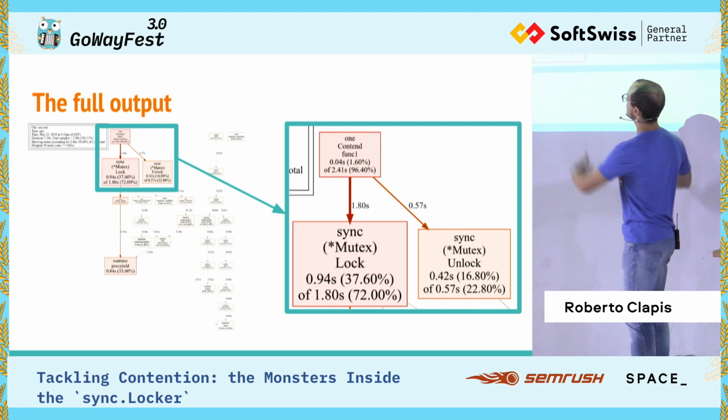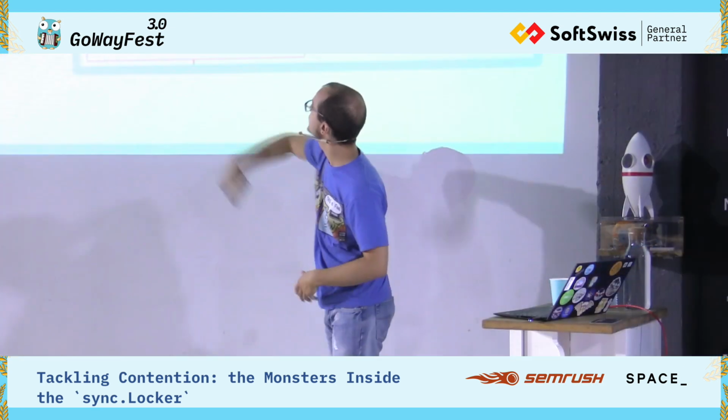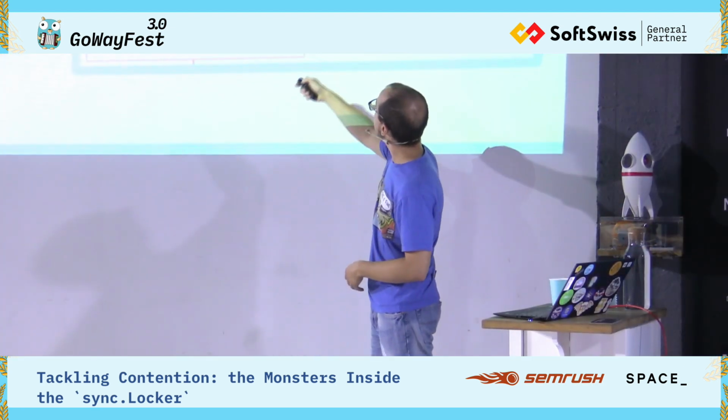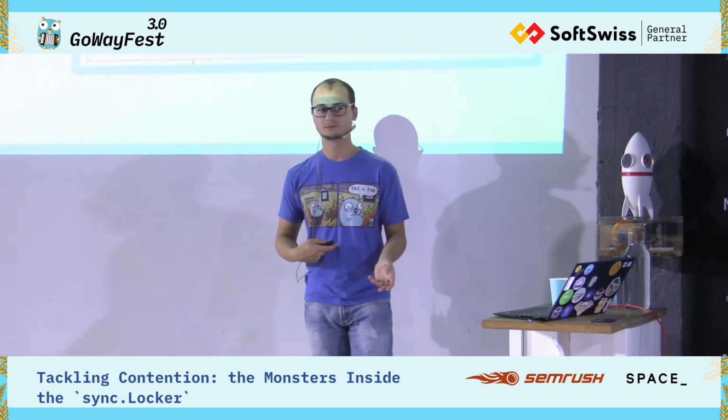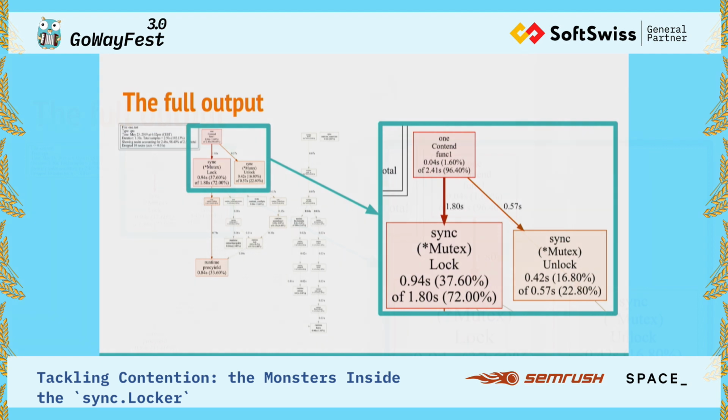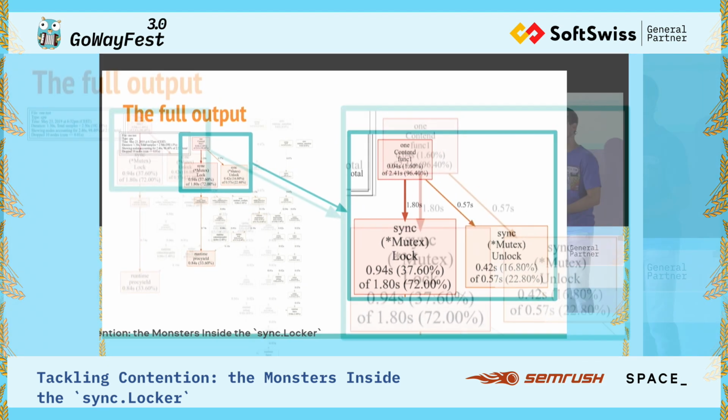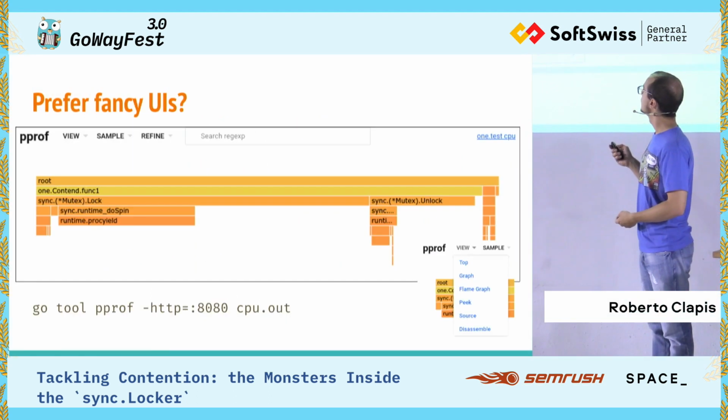If you expand this, the output is very verbose. You see that I was spending all the time locking and unlocking the mutex. I wasn't doing any work. That was useless. CPU time is not that cheap, especially if you do cloud, so this was not a great output. This is, of course, artificial, but I've seen stuff like that in other projects.